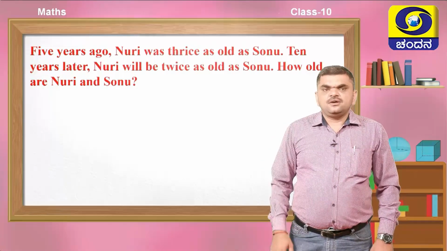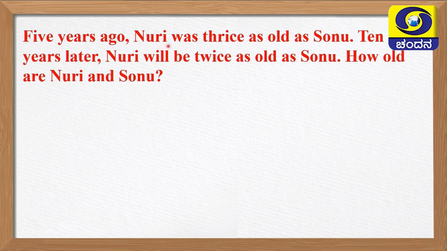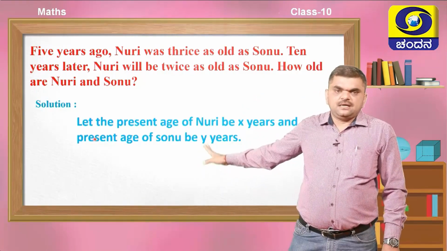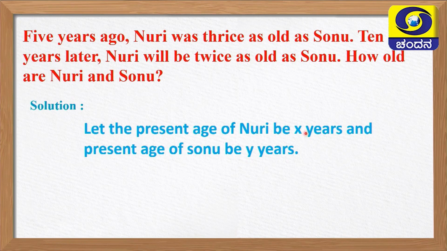Next question, 5 years ago Noori was thrice as old as Sonu. 10 years later Noori will be twice as old as Sonu. How old are Noori and Sonu? Just write the equations here children. The writing of equation is very important.